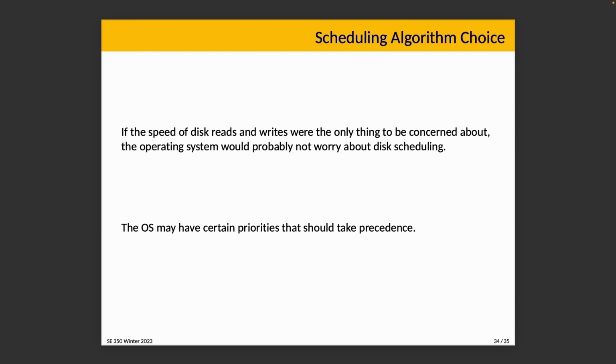With that said, if the speed of reads and writes were the only thing to be concerned about, then we might say, well, why is this the job of the operating system at all? Why can't we just give the requests to the disk queue and let it figure out how to do what we asked? That would be true, except that in real life, the operating system has certain priorities that need to take precedence, right? The disk is not a super smart device in the sense that it doesn't know why something is happening. It knows there's a read or a write, but it doesn't understand what is supposed to result from this read or write.